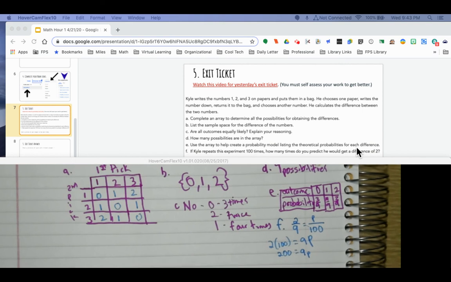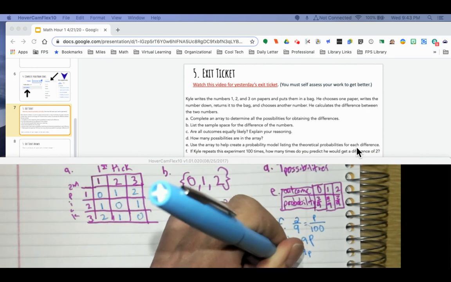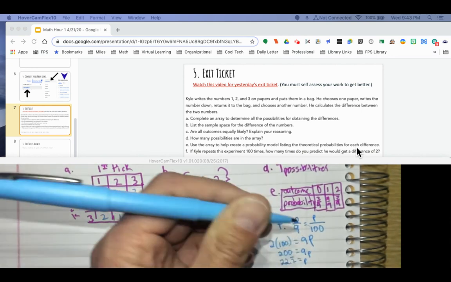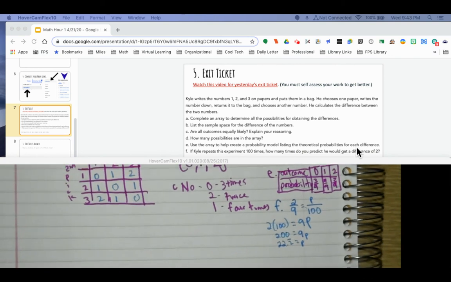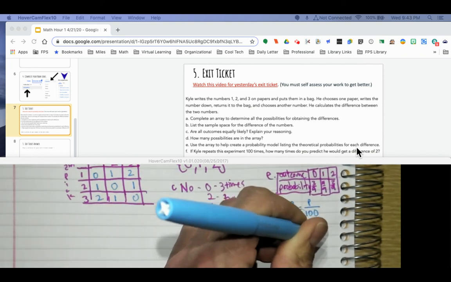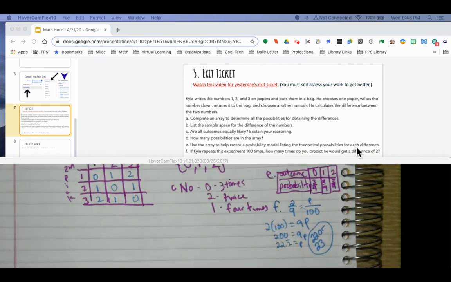Divide both sides by 9. And then I'm going to get 22.2 repeated. So 22.2 repeated would be P. But I couldn't have 22.2. And so my prediction would be between 22 or 23.